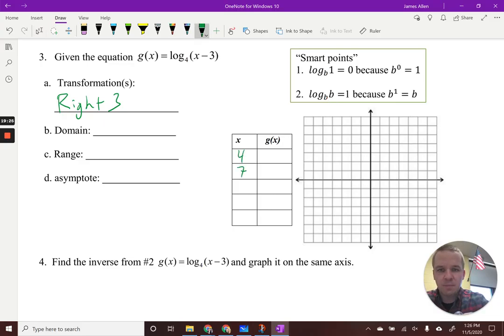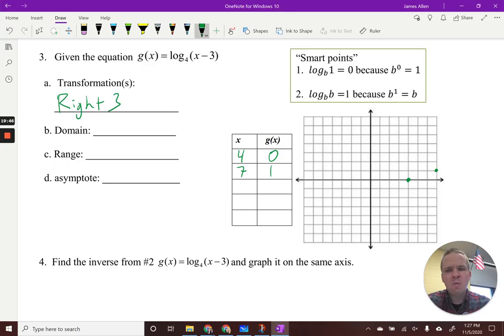So let's pop those in. If I plug in 4, I get 1 inside the log. I know log base 4 of 1 is 0. And when I plug in 7, I get 4 inside the log, so log base 4 of 4 is going to be 1. Nice. All right, so I'm going to go ahead and plot those 2 points.